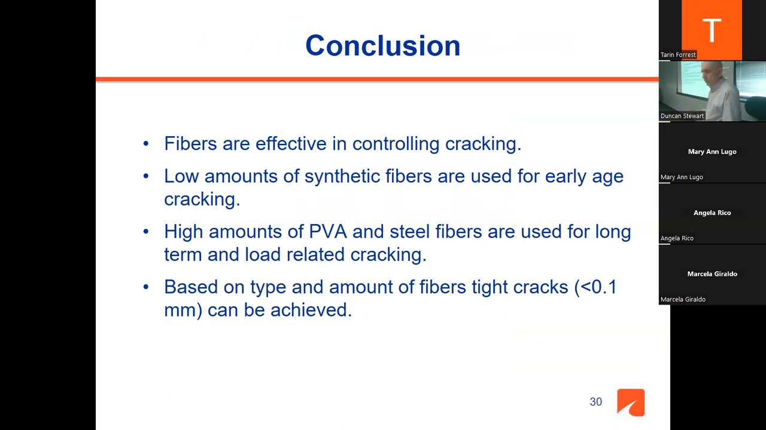So in conclusion, I hope I didn't take too much time carrying this information. Conclusion is that fibers are effective in controlling cracking, and low amount of fibers are used for early age cracking. Some people, but we prefer good curing practices. High amount of PVA and steel fibers, when I say high amount, 2%, whereas the other one is like 0.1%. Steel fibers are used for long-term and load-related.